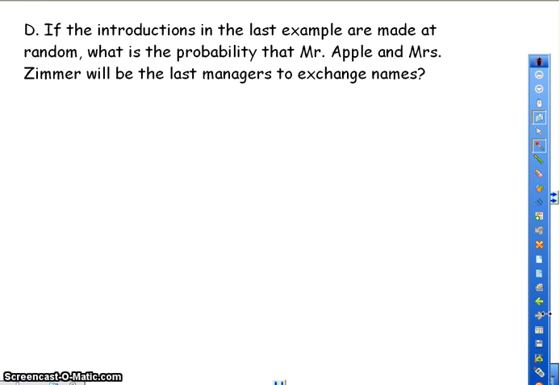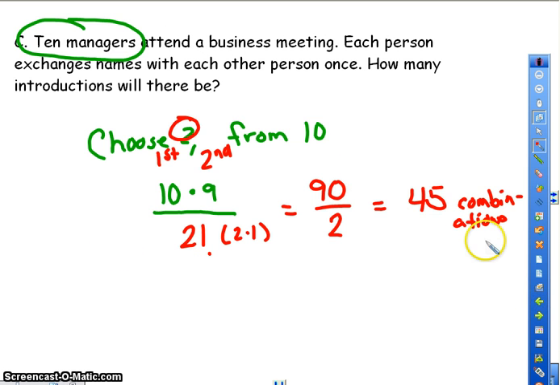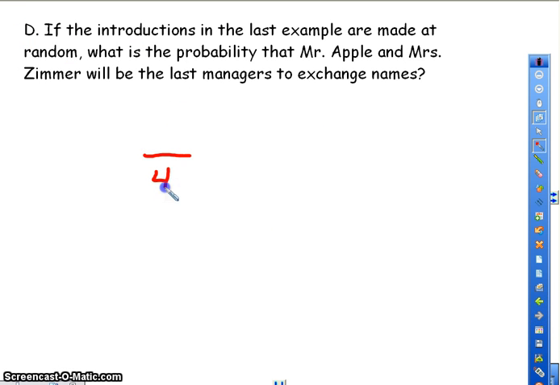If the introductions in the last example are made at random, what is the probability that Mr. Apple and Mrs. Zimmer will be the last managers to exchange names? So we're kind of thinking of a list. And within that list, we know that there are how many different outcomes. So we just saw that there's going to be 45 different interactions. How many times will Mr. Apple introduce himself to Mrs. Zimmer?